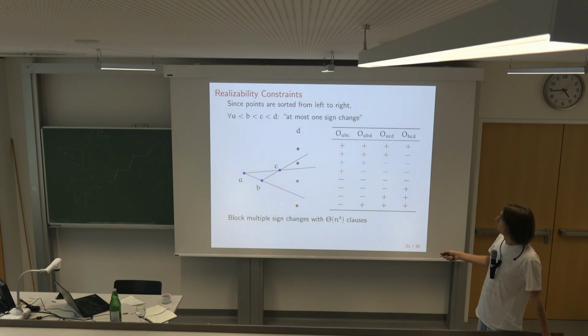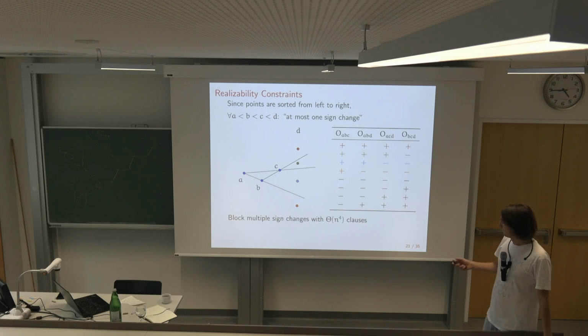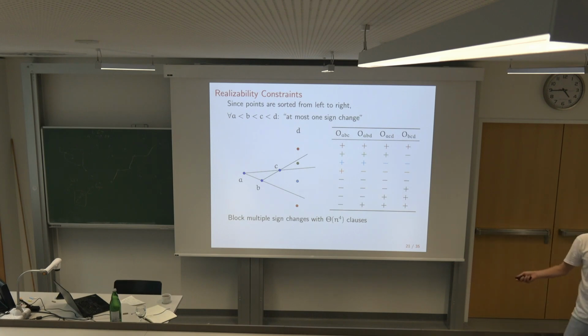And as I said, C could be below, so you have the same staircase also. This is not really interesting. But those are the constraints. And this is the characterization of abstract order types.